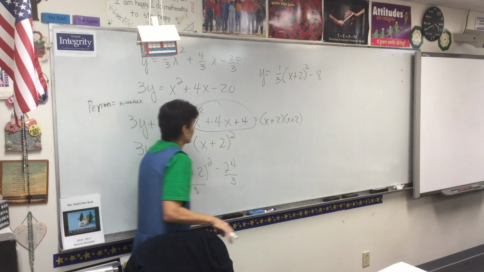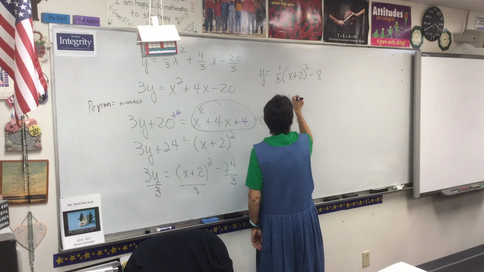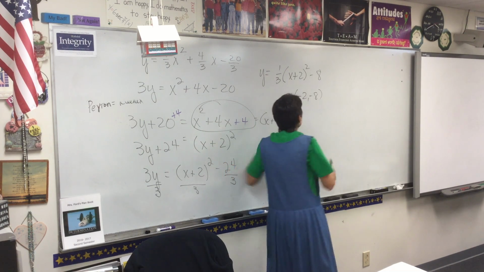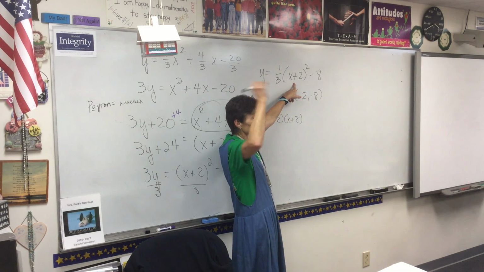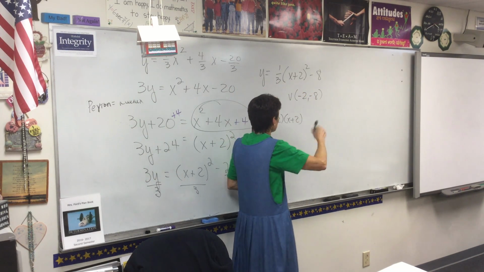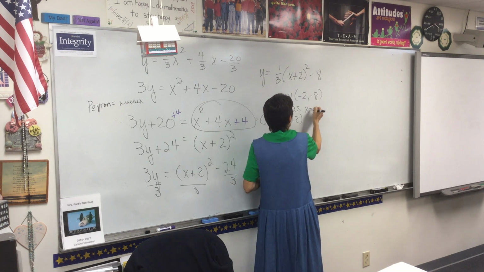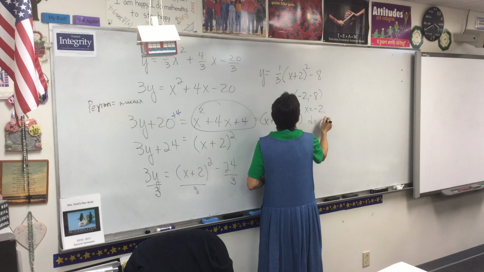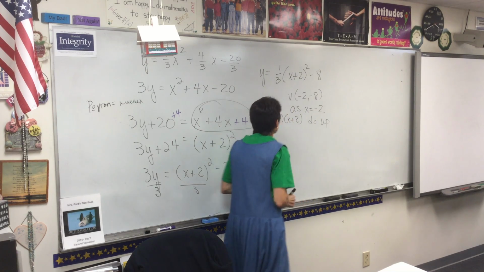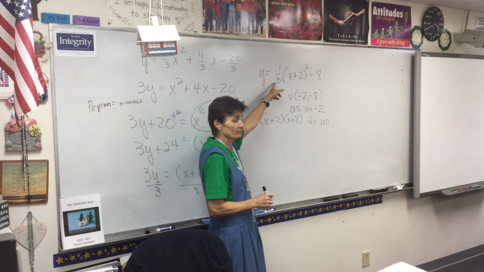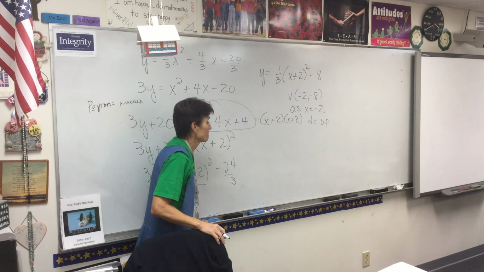So now, what's my vertex? -2, -8. Very good. Remember, this means back up 2, down 8. What's my axis of symmetry? X equals -2. And my direction of opening is down. Whoa, I think it's up. Isn't that a positive 1/3? Yeah, I was just wrong. Sorry.